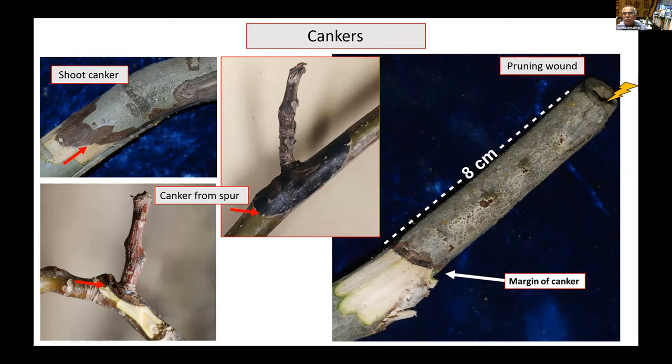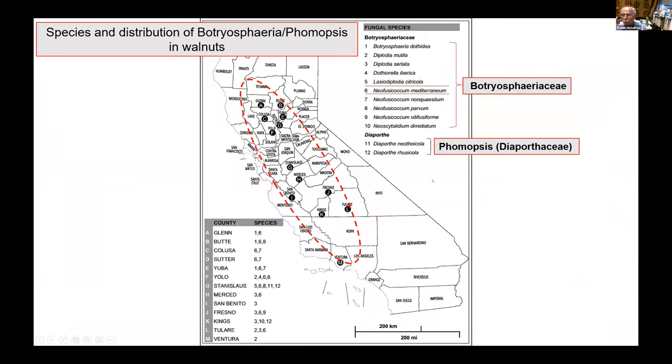The other type of symptom of this disease, which is also major, is the cankers in shoots, as you can see here, and also cankers that invade the shoots from blighted spurs. In addition, an important canker is the canker that initiates from the pruning wounds, and walnut pruning wounds are very susceptible to infection.